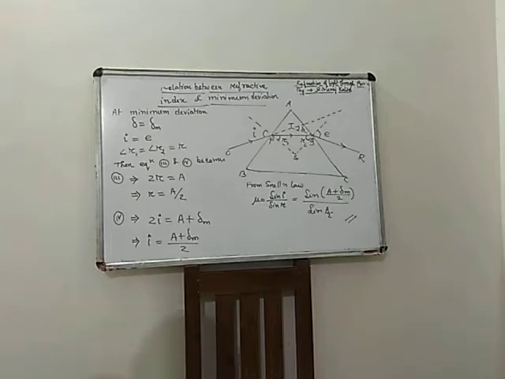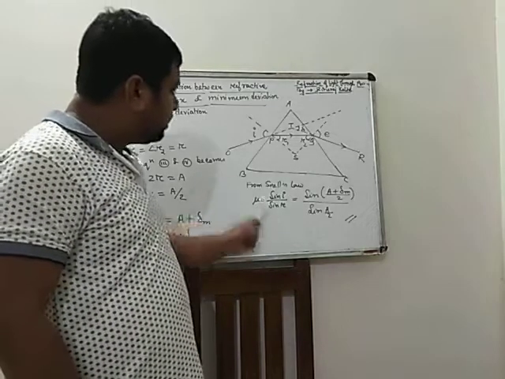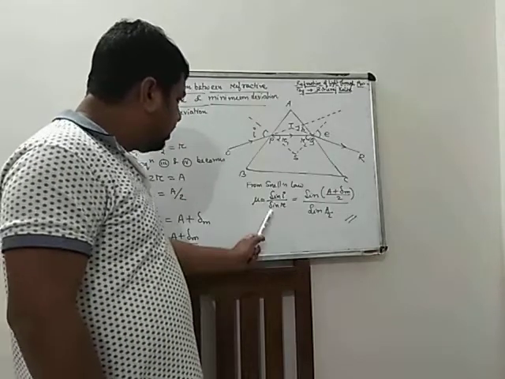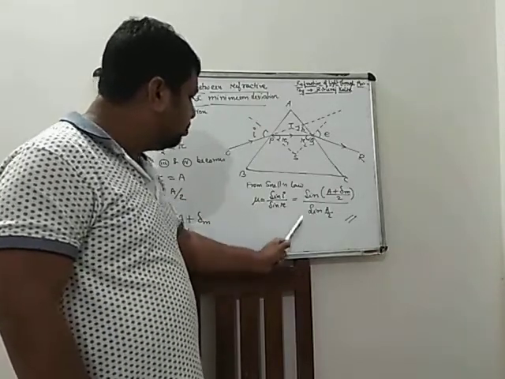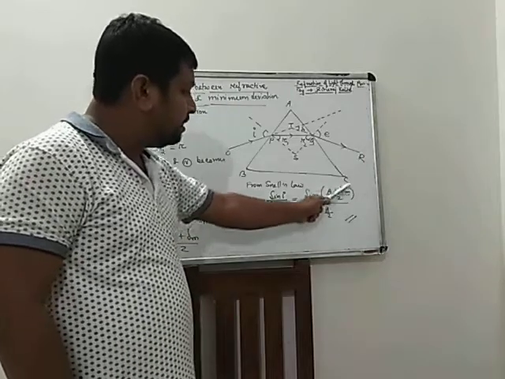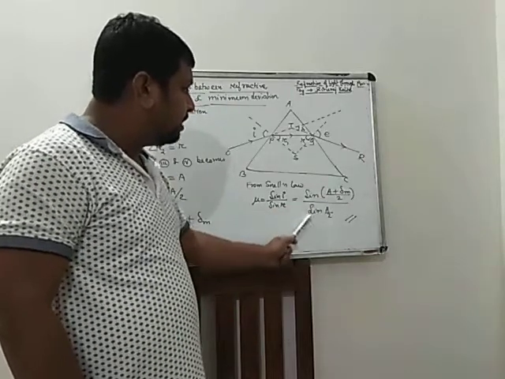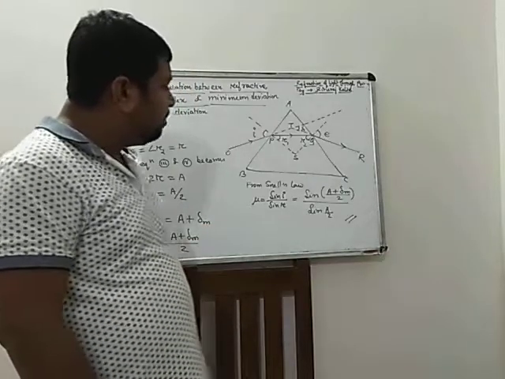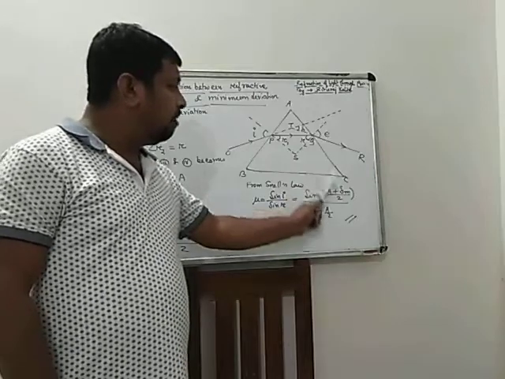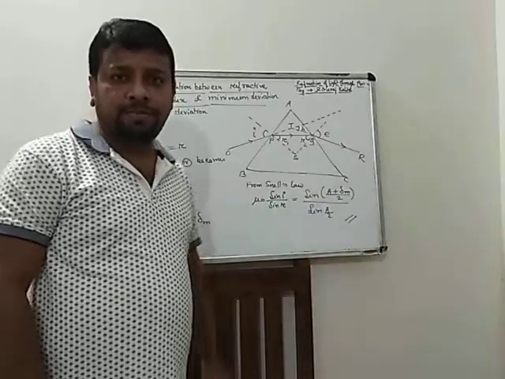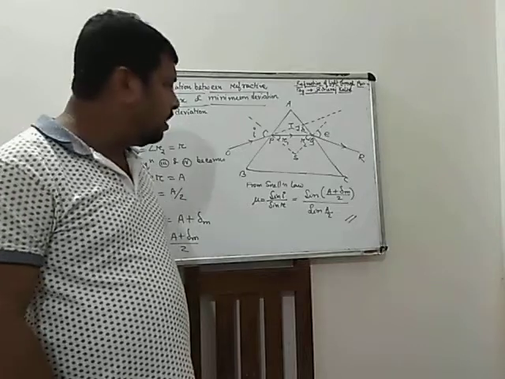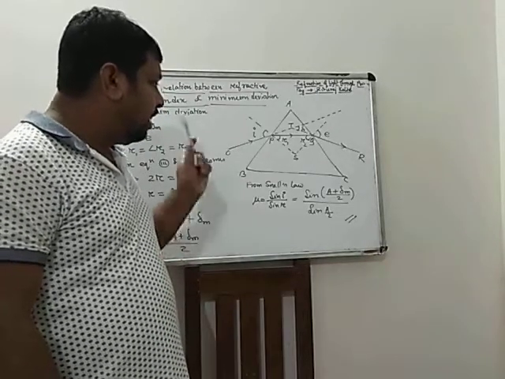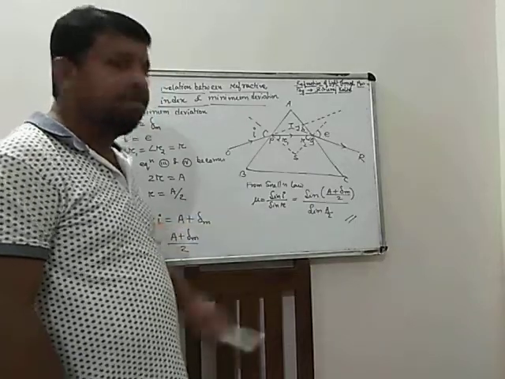So from Snell's law we get mu equal to sin I by sin R, where I means A plus delta m by 2 and R means A by 2. So mu equal to sin of A plus delta m by 2 divided by sin A by 2. So this is the relation between refractive index, angle of minimum deviation and prism angle.